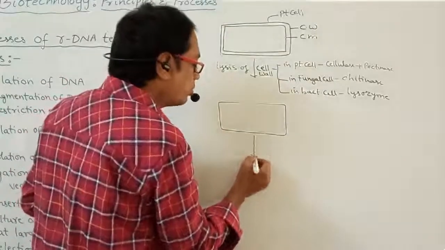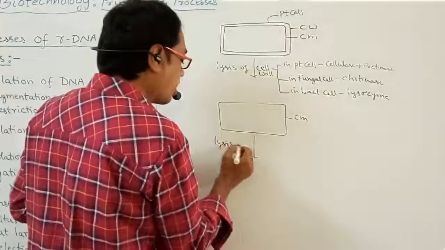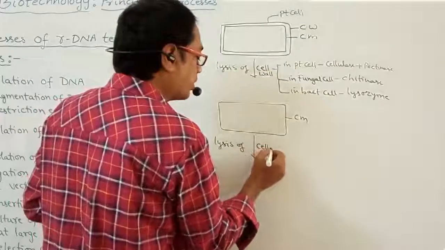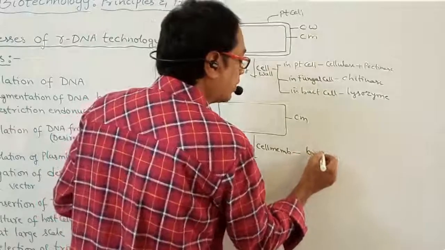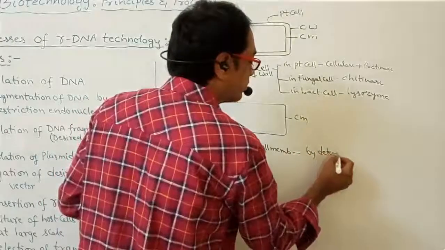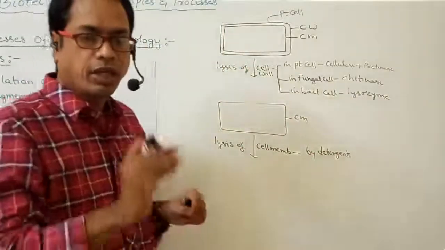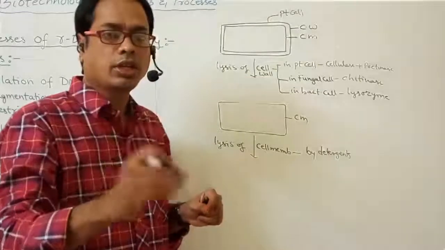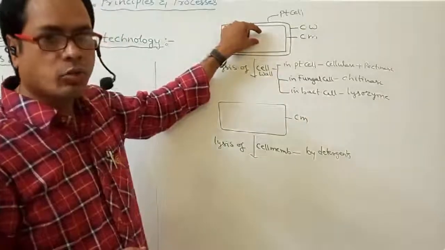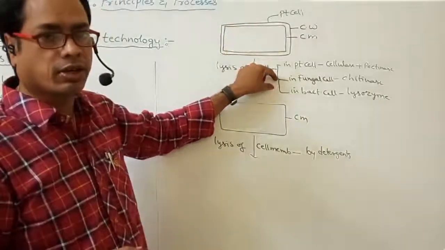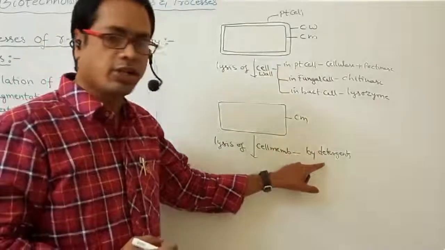Then what we have to do? This is the cell membrane. Next one, lysis of cell membrane. Lysis of cell membrane can be done by detergents. High powered detergents are used. If high powered detergents are used, the cell membrane can be removed. First of all, the cell wall is removed by enzymatic action, and cell membrane lysis can be done by high powered detergents.